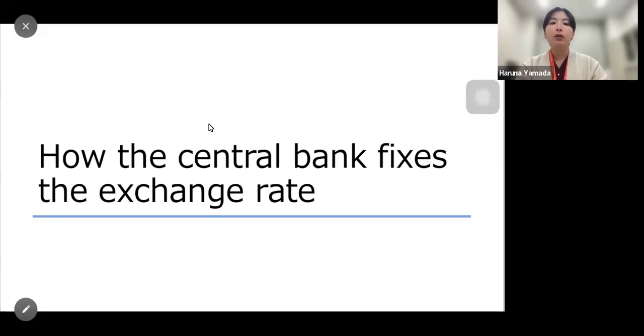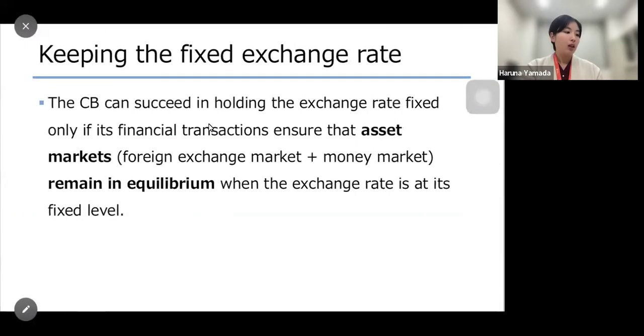Okay, now I move on to the last topic, how the central bank fixes the exchange rate. So in this section, we need to cover the B1 course.